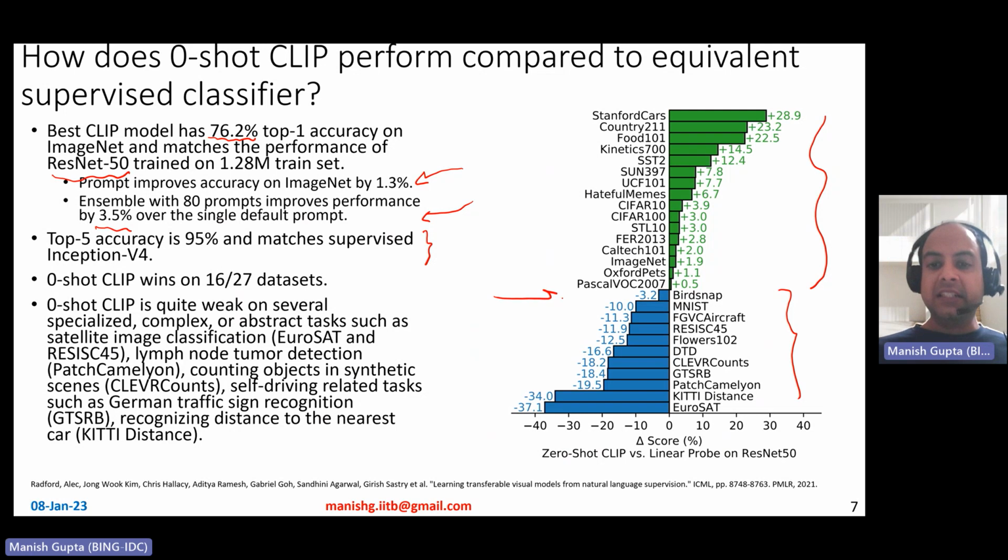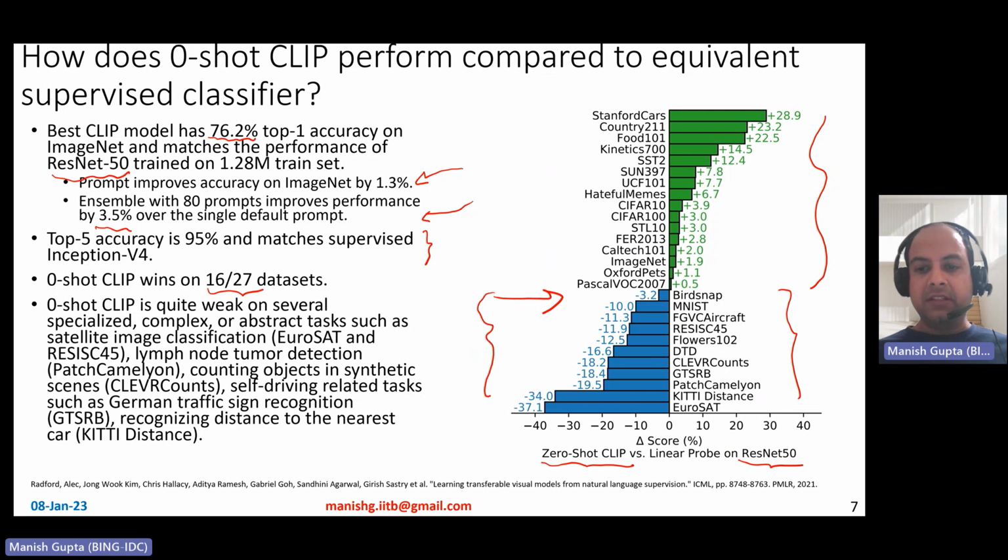In fact, as you see here, across 27 different data sets, if you compare zero-shot CLIP versus taking the ResNet 50 model and doing a logistic regression classifier on top of it, you observe that out of 27 data sets, on 16 of them, zero-shot CLIP wins. Yes, zero-shot CLIP has its own problems.